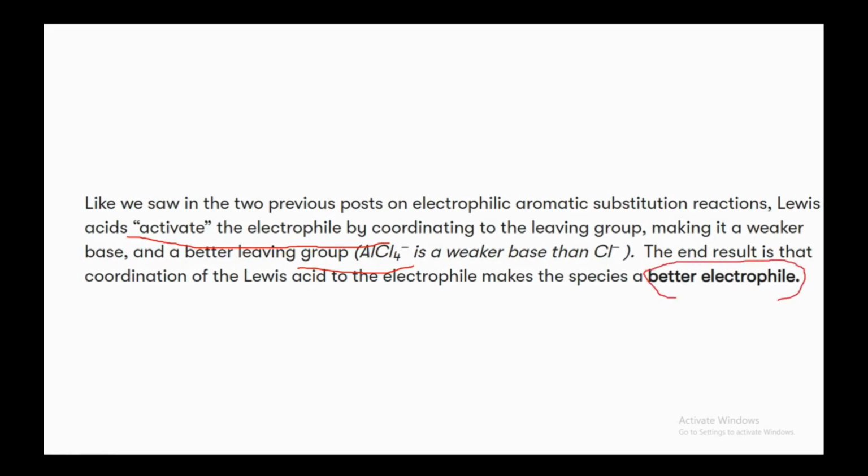So we can summarize why we are adding the Lewis acid. The purpose of adding the Lewis acid is to make the electrophile better by making a better leaving group.